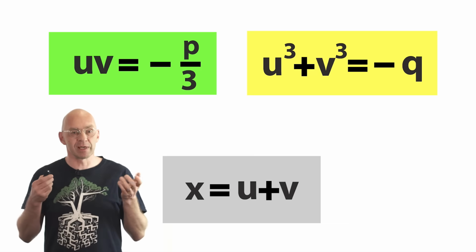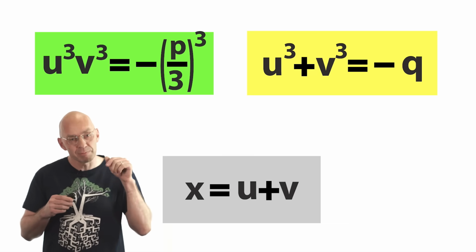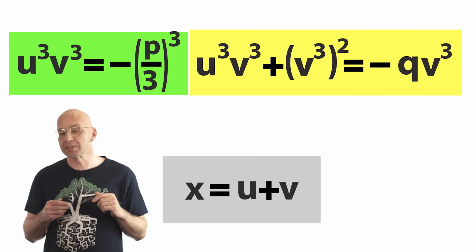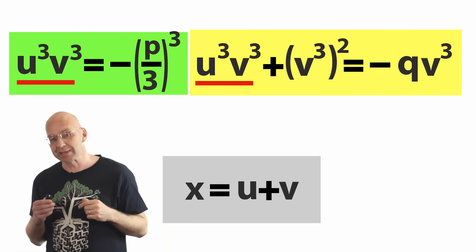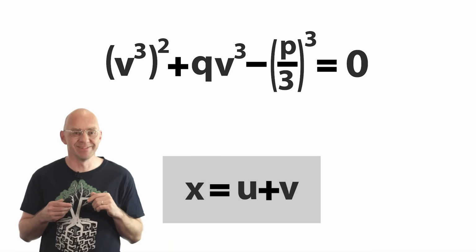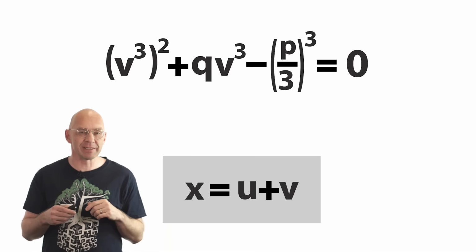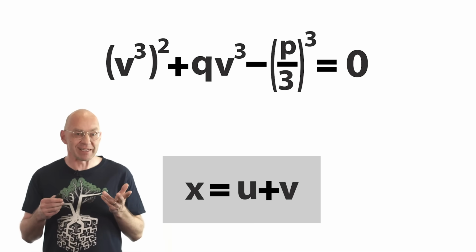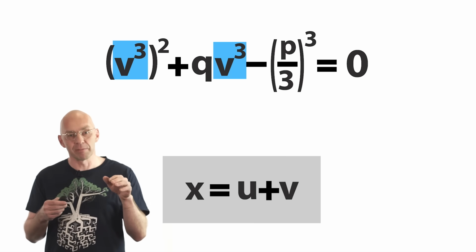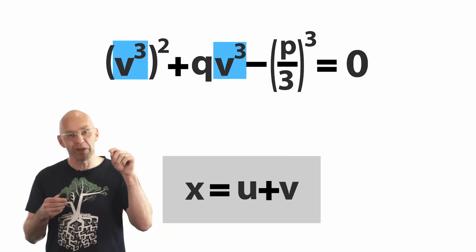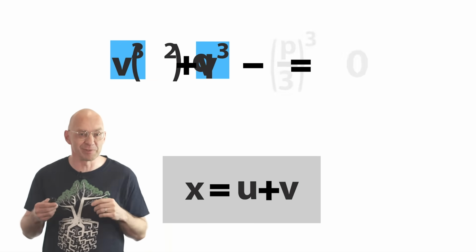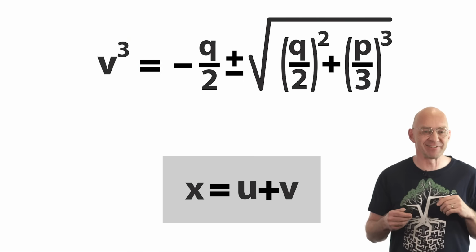Well, first cube both sides of the green equation. Next, multiply the yellow equation by v cubed. Now we've got the same expression here and here, and we can substitute like this. Shuffle everything to the left as usual. Looks bad at first glance, right? But it's just a quadratic equation in disguise. Think of the v cubed as the unknown. There, blue squared plus something times blue plus something equals 0. Now, just use the quadratic formula to solve for the blue v cubed. And cube rooting on both sides gives this.